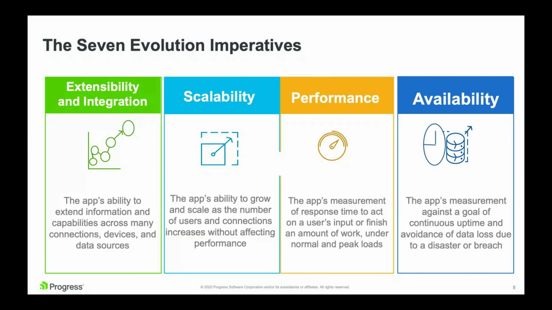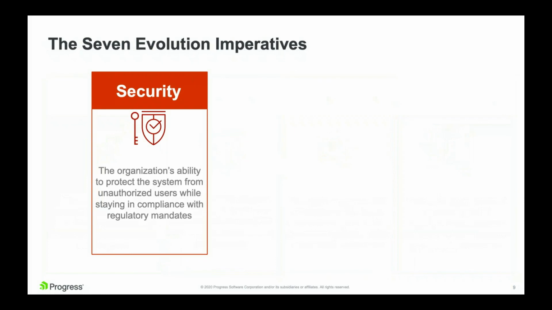Next, availability is the application's measurement against the goal of continuous uptime and avoidance of data loss due to a disaster or a breach. And the standard for this measurement has grown immensely in the past couple of years, starting from days of acceptable downtime. Now we are at the 5 nines, or 99.999% uptime, which is about 5 minutes of unplanned downtime per year. This is the standard nowadays. Moving on to security. This imperative is the organization's ability to protect the system and the application from unauthorized users while staying in compliance with government regulations. One of the latest examples for this is GDPR.